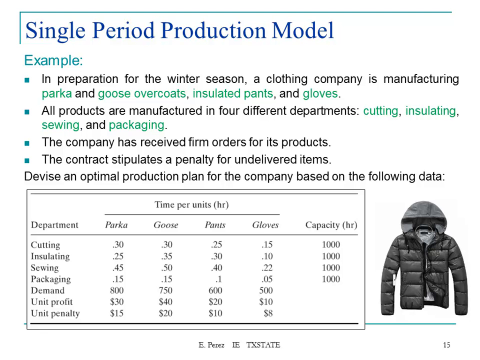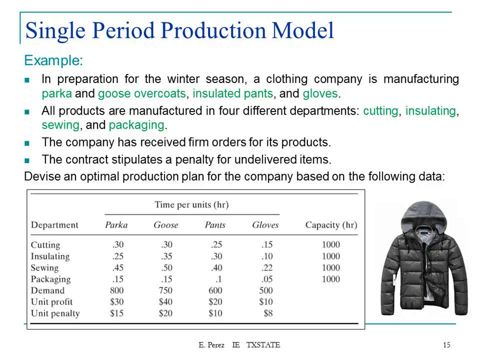So the contract stipulates a penalty for undelivered items. So you already have the order, you need to satisfy that demand. If you don't satisfy that demand, you're going to be penalized. So the table here provides you with the details in terms of how much time do you require to produce each type of item. So you know you have to go through these 4 stations: cutting, insulating, sewing, and packaging.